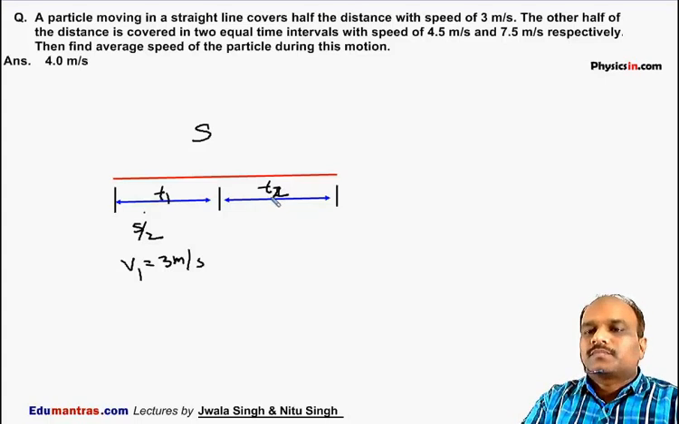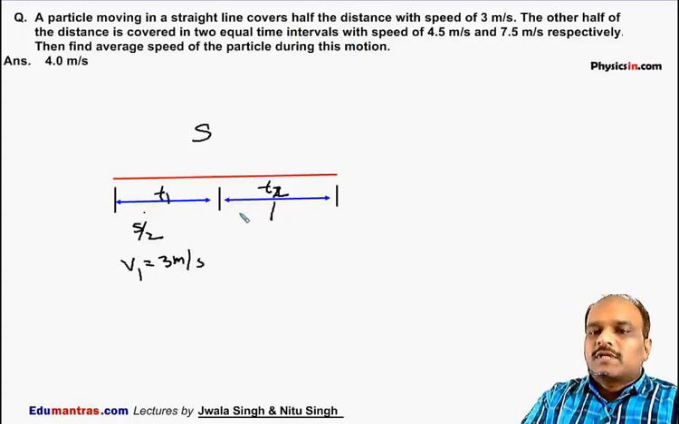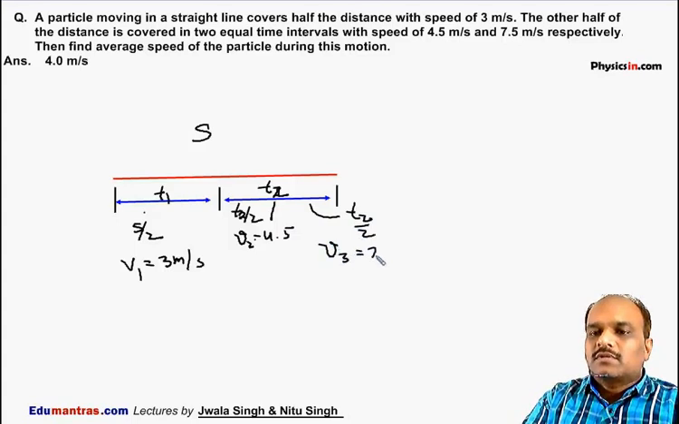The other half of the distance is covered in two equal intervals of time, and let this time be T2. In the first interval, T2 by 2, it travels with a speed V2, equal to 4.5 meter per second, and in the other interval, also T2 by 2, the speed is V3, equal to 7.5 meter per second.